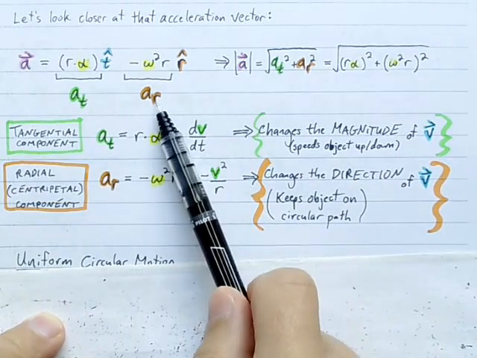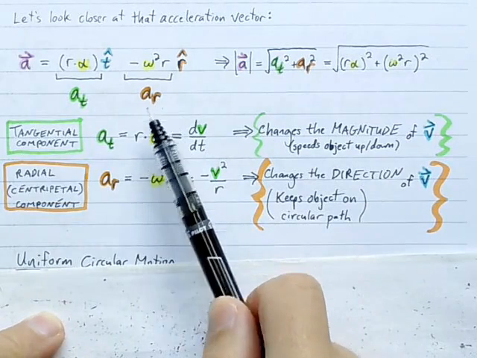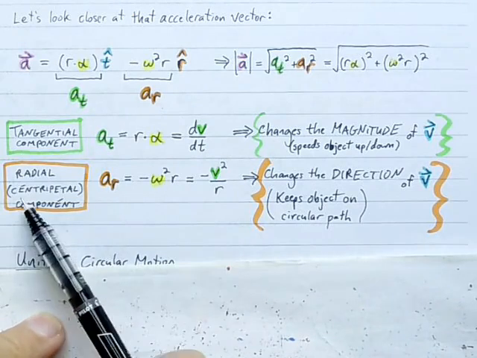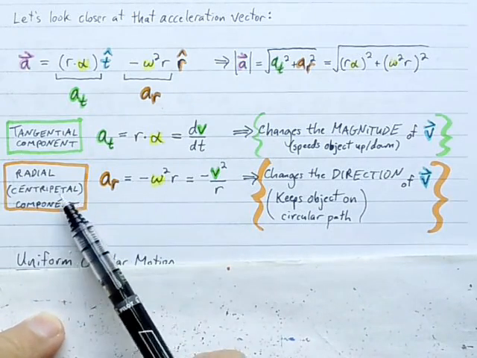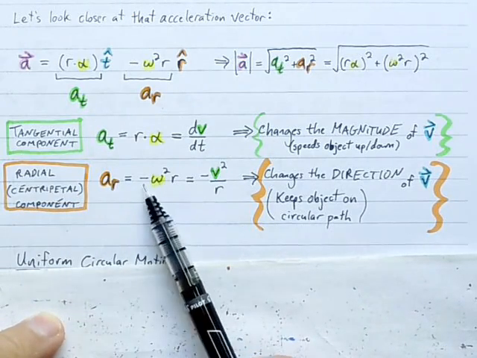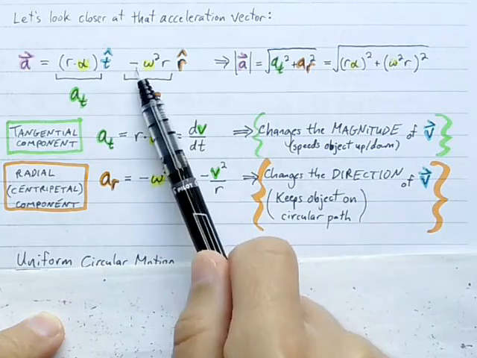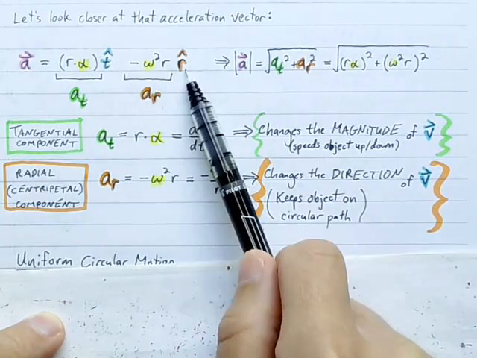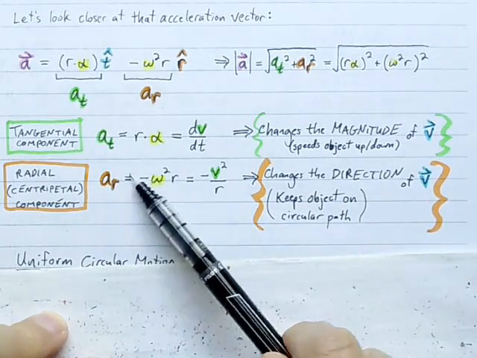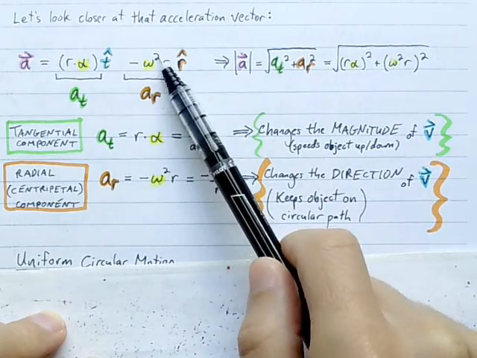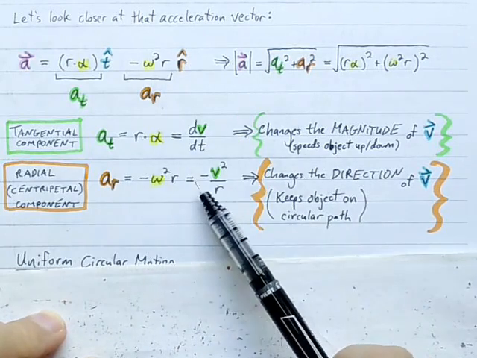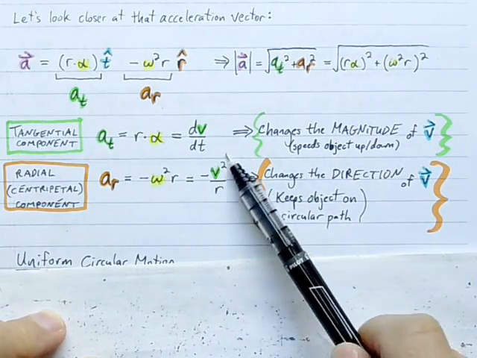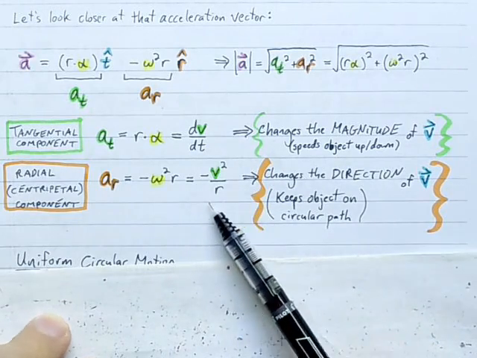The radial component in orange, on the other hand, the radial or centripetal component, centripetal meaning center seeking. We see it's center seeking because it's in the negative radial direction, meaning in towards the center of the circle. So center seeking, negative radial direction. The centripetal component equal to minus omega squared r, or equivalently the opposite of v squared over r. This is the form in which it's most familiar to us, negative v squared over r.